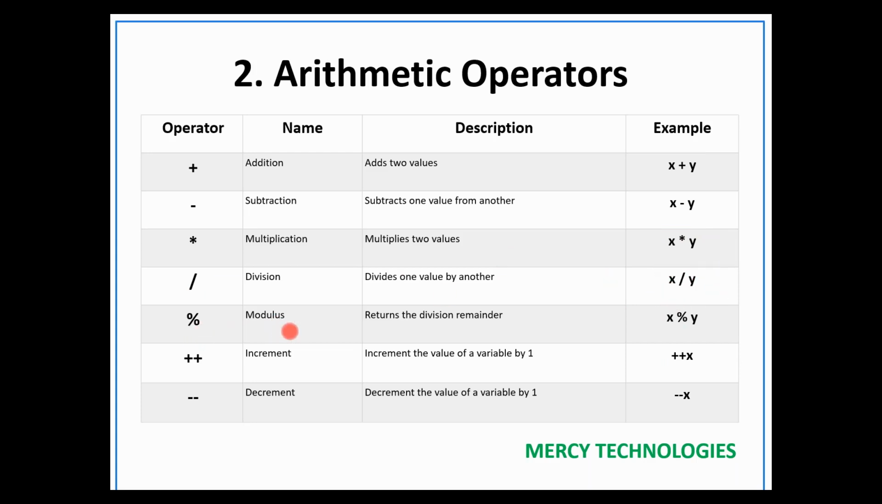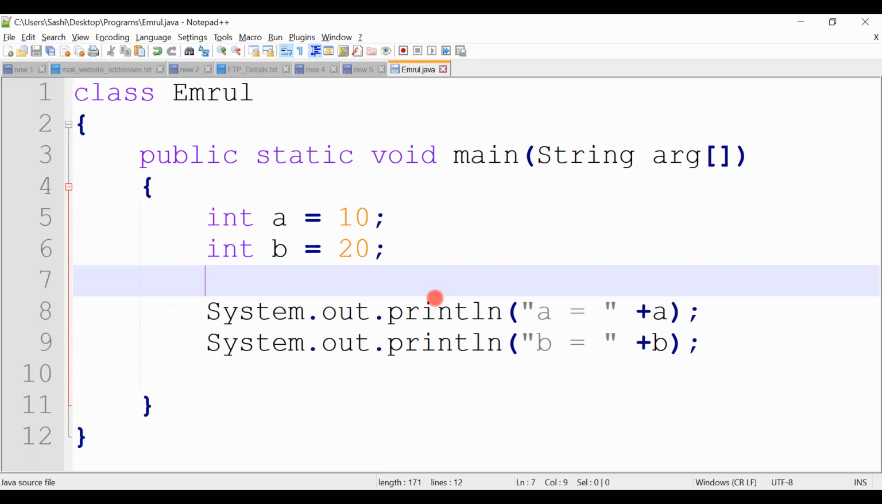Percentage is the modulus operator. It gives the remainder. And we have seen increment and decrement operators. It can be pre-increment or post-increment. In the same way, it can be pre-decrement or post-decrement. Let's see one program with all these operators. Create a new class.